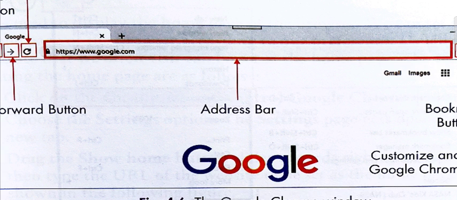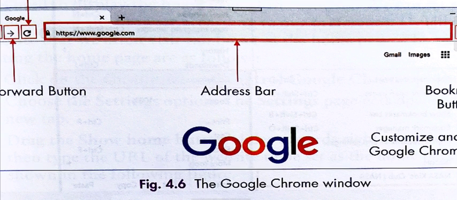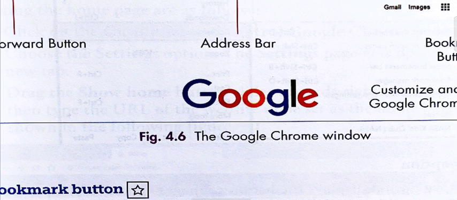When you want to search any web address, you need to write the web address in the address bar. After entering the URL, press Enter to access the website. The website appears in the browser window. Here you can see in the address bar the entered address is google.com, and this is the Google website which appears in the browser window.